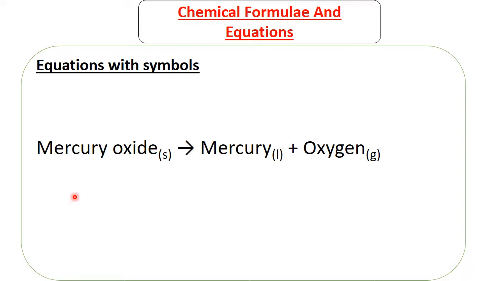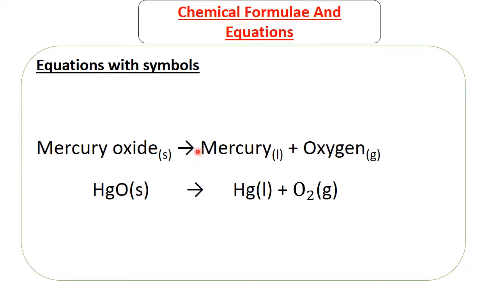The symbol for mercury is Hg. So when we write this into chemical formulas, we're going to have HgO, mercury and oxygen. Mercury is Hg, oxygen is O, and it is a solid. Then these are going to produce mercury, which is Hg, which is a liquid, plus oxygen, which is just O2, which is a gas. So this is the chemical equation.